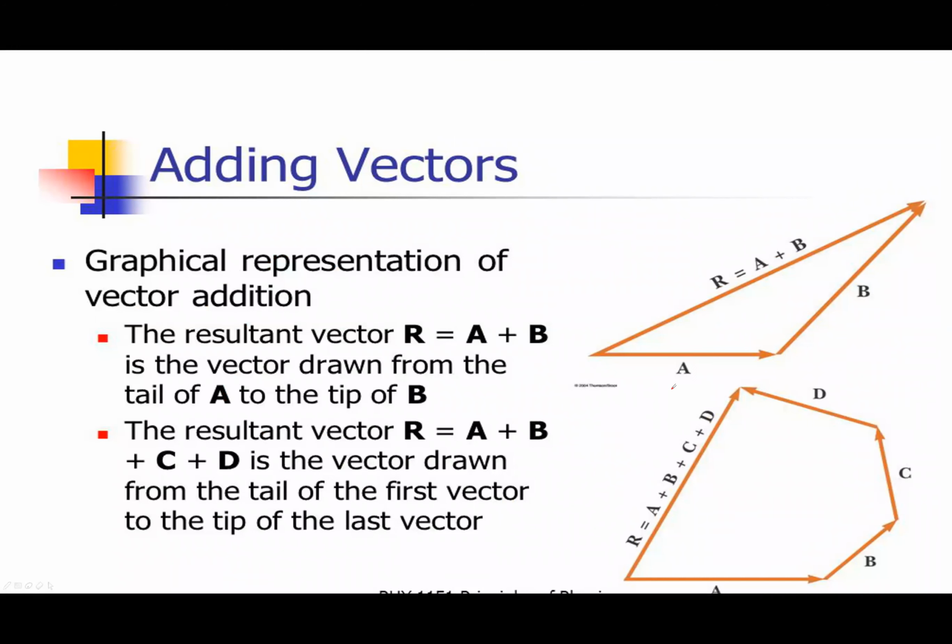Adding vectors. This is the resultant vector, and it will be the sum of vector A and vector B. This is called the head-to-tail rule, or graphical representation of vector addition. The resultant vector R is equal to A plus B, the vector drawn from the tail of vector A to the head of vector B. The resultant vector R equal to A plus B plus C plus D is the vector drawn from the tail of the first vector to the tip of the last vector.